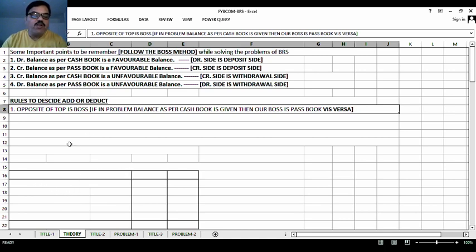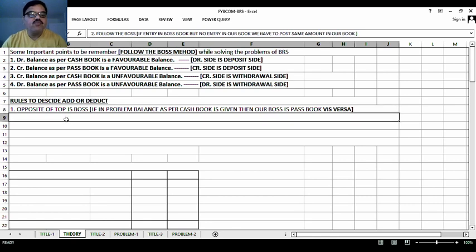Whatever balance you take on top in the bank reconciliation statement, suppose you are taking the bank balance as per cash book, then the passbook is your boss. If you take the bank balance as per passbook, then the cash book is your boss. So we have to follow the boss, nothing else. Here you have to first decide who is the boss. Second, follow the boss. That means always you have to follow the boss.